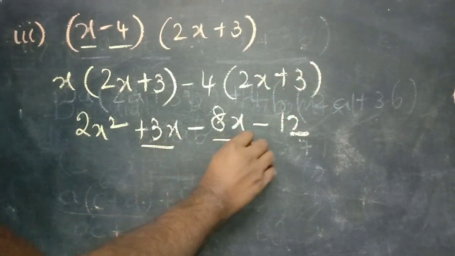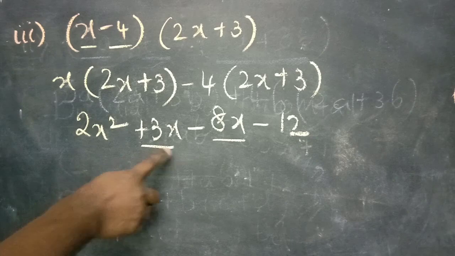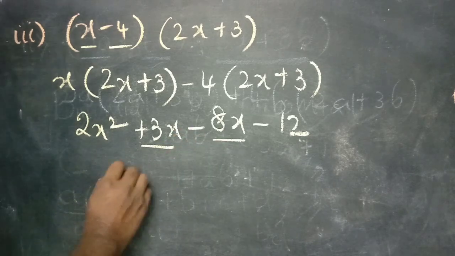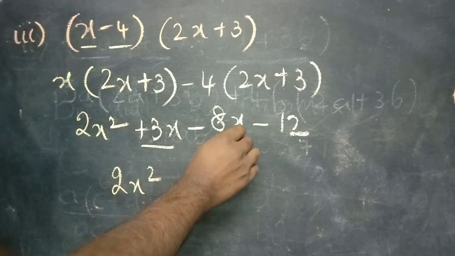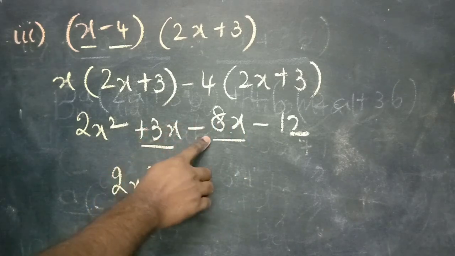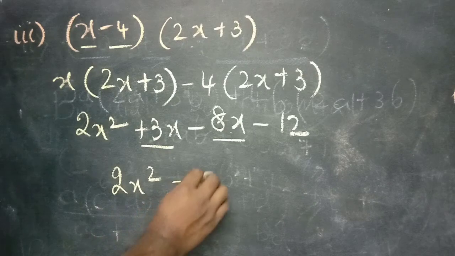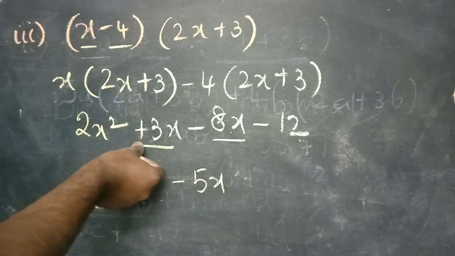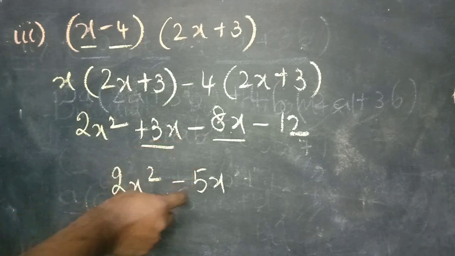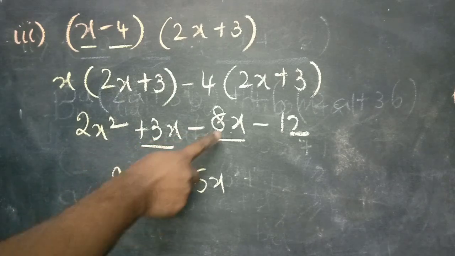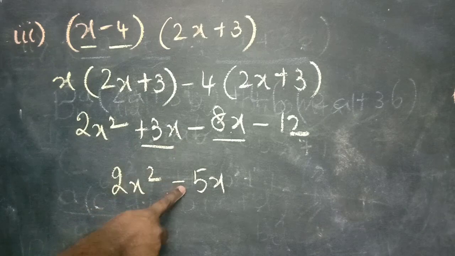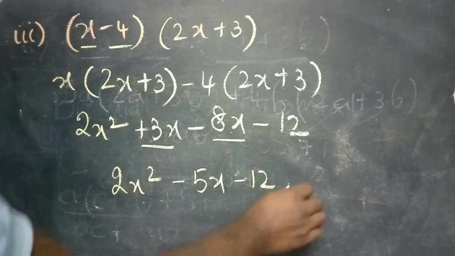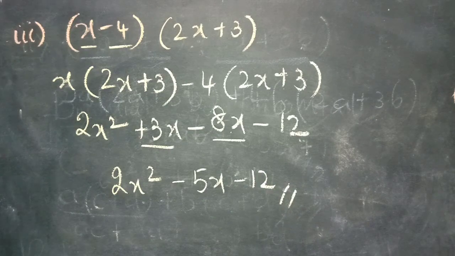Since plus 3x and minus 8x are like terms, the terms can be added or subtracted. What we get? 2x square. Minus 8x plus 3x, what we get is minus 5x. Because when you are adding a negative number and a positive number, you have to do the subtraction with the bigger number, and that is 8 minus 3 is 5, the bigger number's sign is minus, so what we get is minus 5x minus 12 as it is.